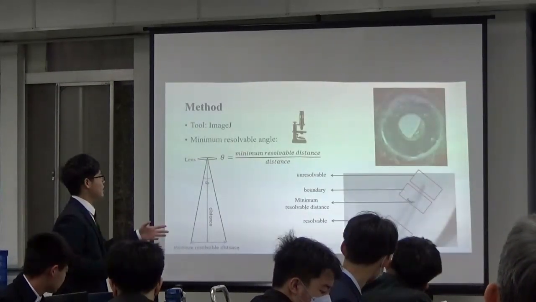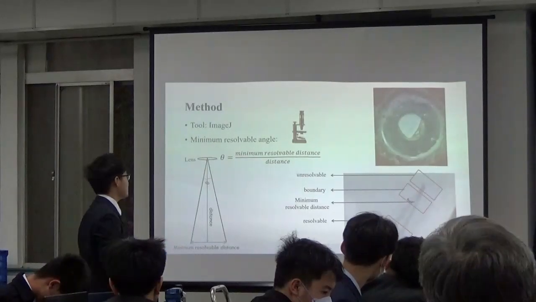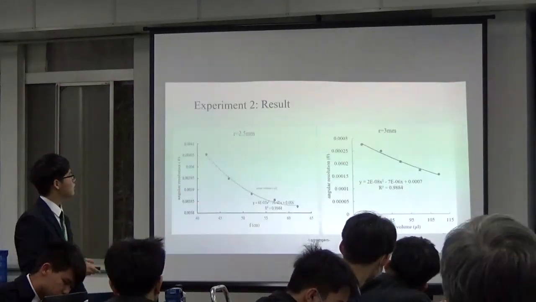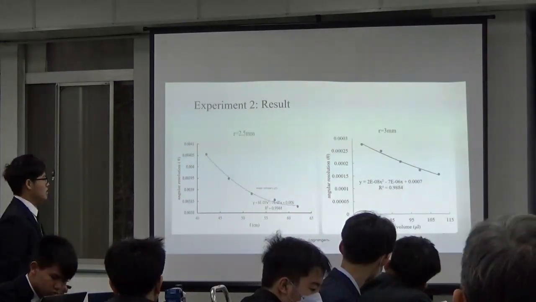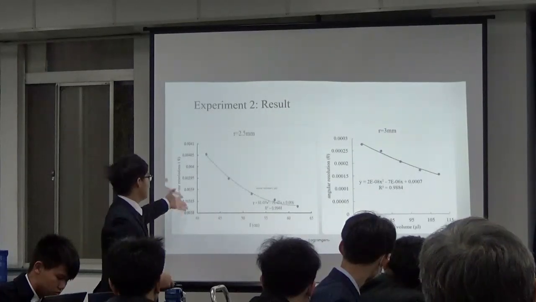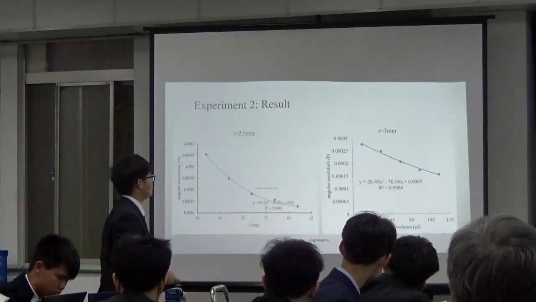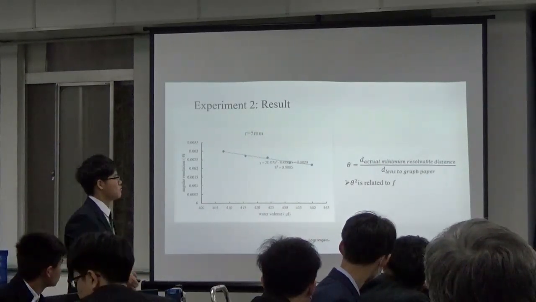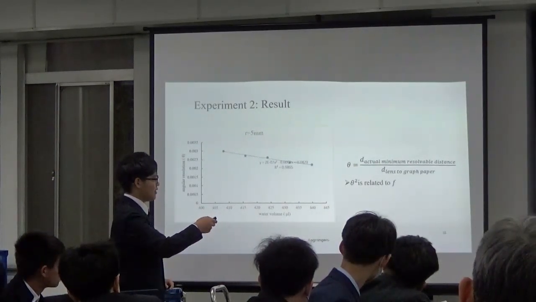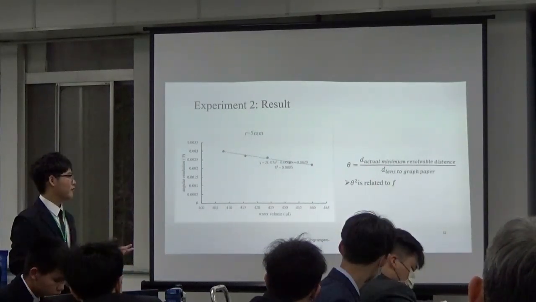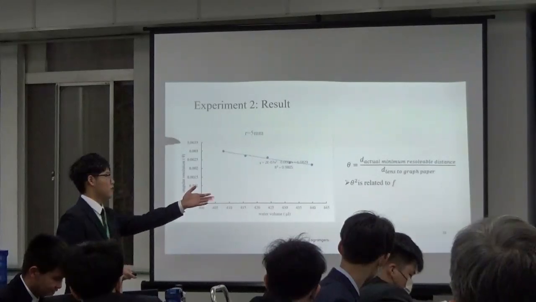And to reiterate, the distance here is the distance between the lens and the resolution. And here are our experimental results. You can see the correlation right here. And this is the result of our experiment 2. We can find that theta squared is related to f. Although we have no theory, our data matches this correlation.